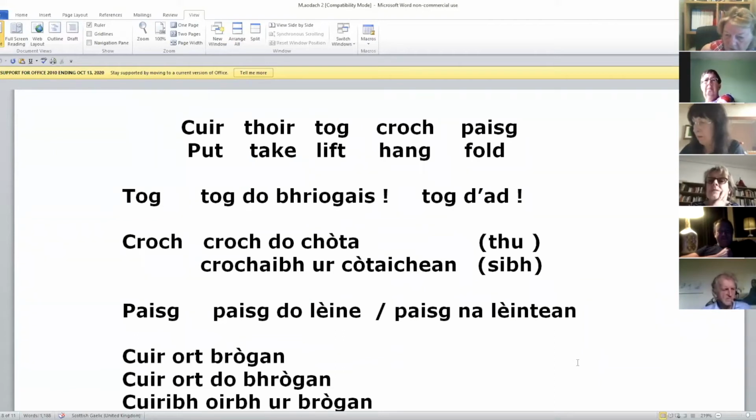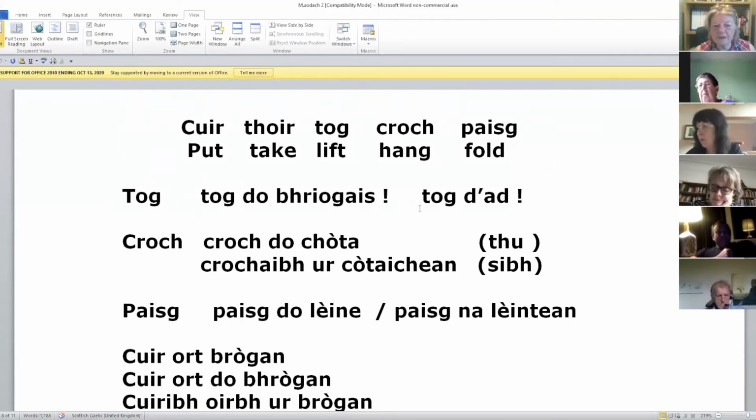Now all these are commands, and they're commands of any of verbs, but they're also the root of the verbs of the language. So when you get your books, you'll get root, and that's what they call root. So put, hor, take, tok, lift, croch, hang, pashk, fold.